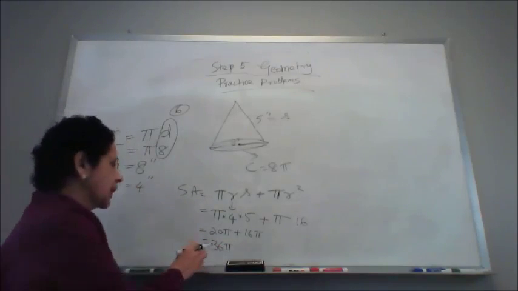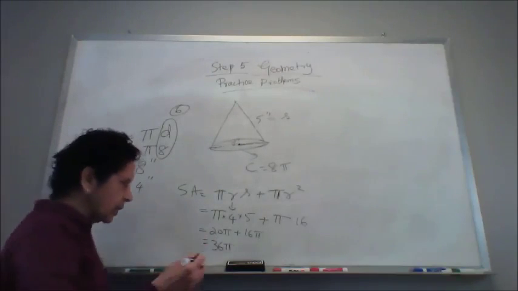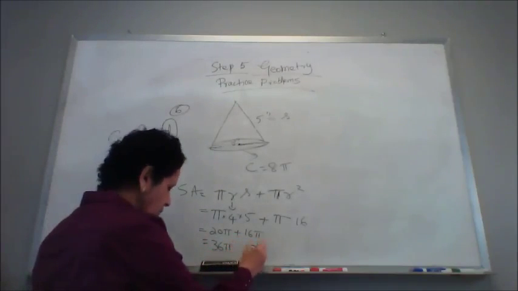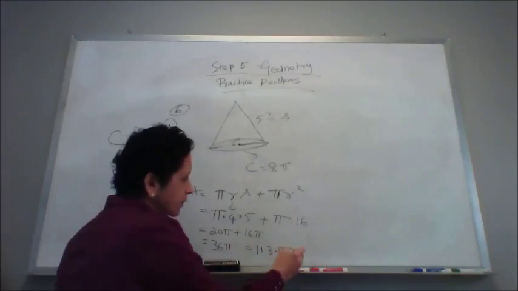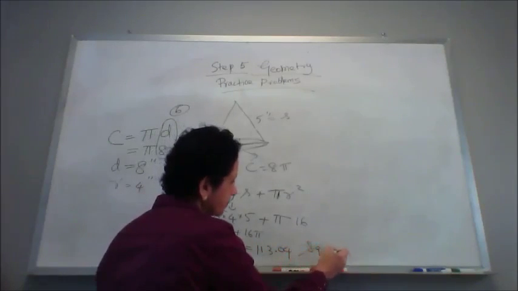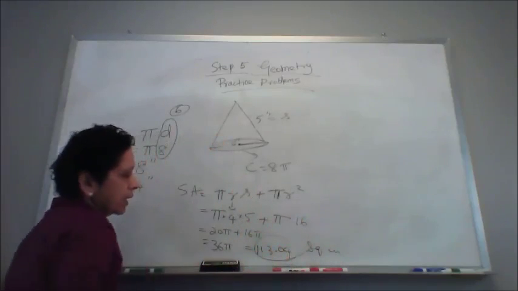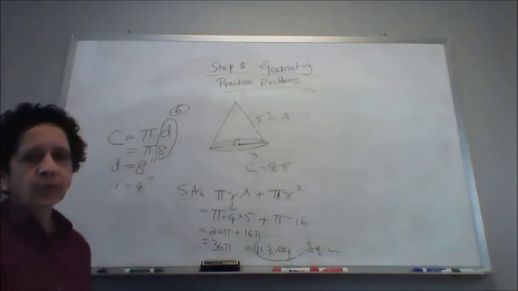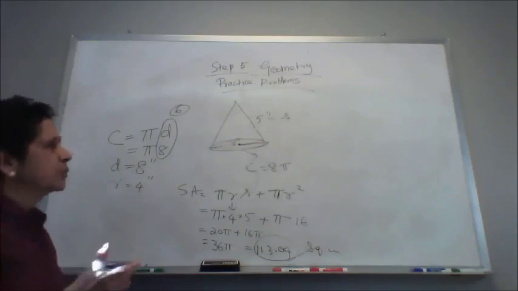Sometimes they do multiply 36 times 3.14, which you can do in the calculator, and that comes out to be 113.04, and that many square inches. So the surface area of the cone is 113.04 square inches, okay?